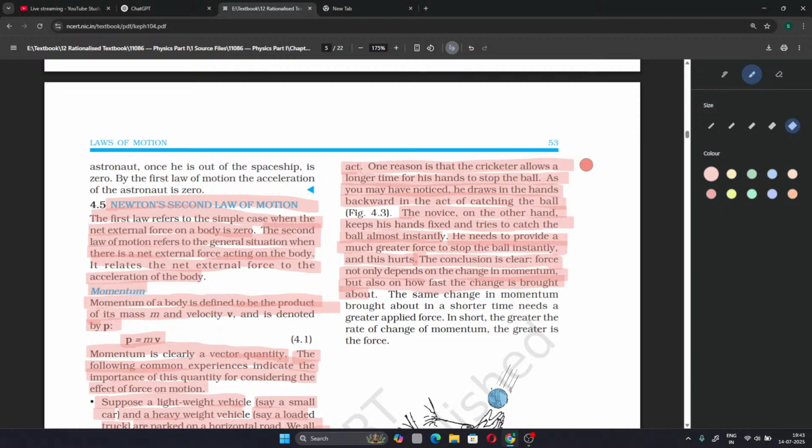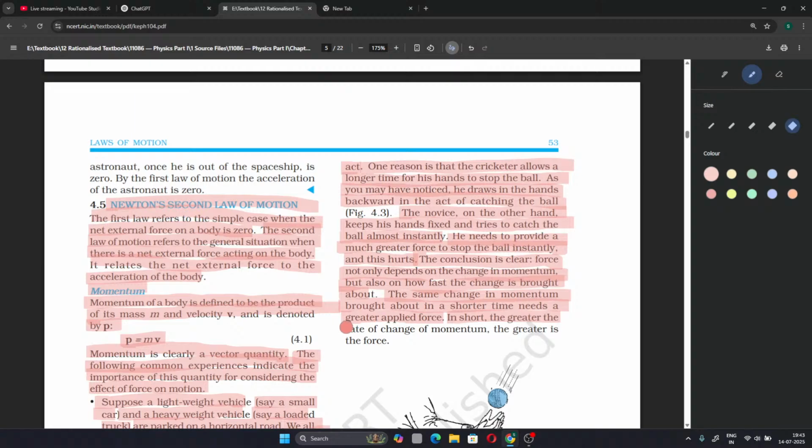The force applied to stop the motion is directly proportional to the mass. Higher the mass of the body, higher the force. Second, the bullet example, where higher the speed of the body, higher the force we need to apply to stop the motion. And the third here, the time taken. The greater the time taken for the change in momentum, the lower the force required. The same change in momentum brought about in a shorter time needs a greater applied force.